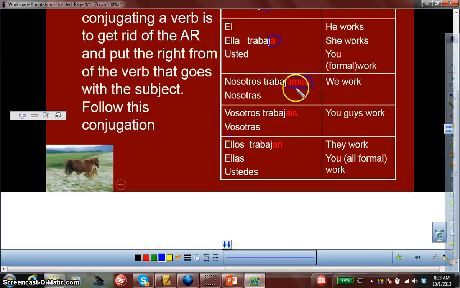For nosotros, it's going to be AMOS. Nosotros trabajamos. For vosotros, it's going to be AIS. Vosotros trabajáis. And for ellos, ellas, and ustedes, it's going to be trabajan.